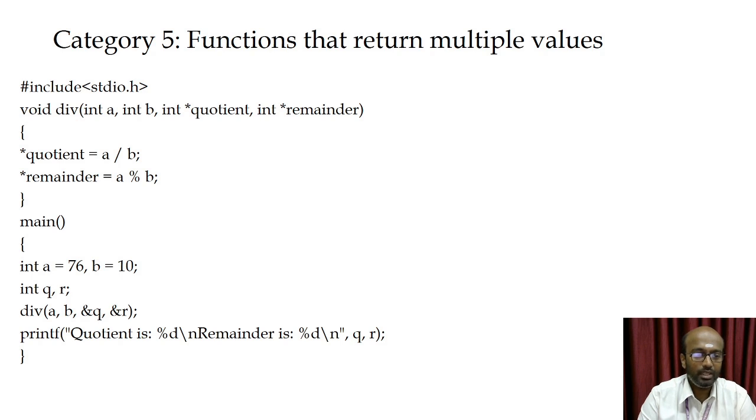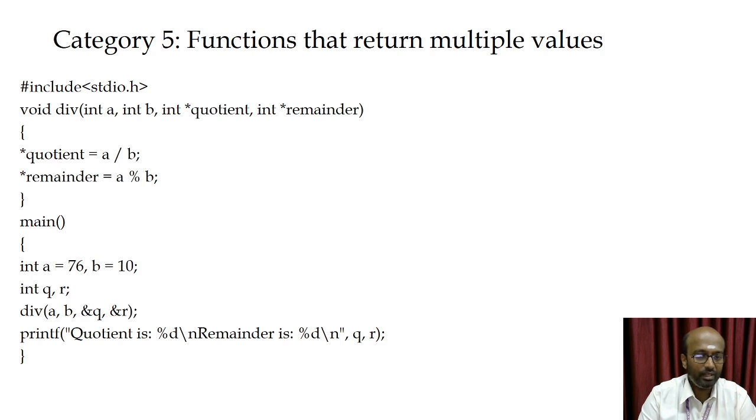So the quotient is stored in the variable quotient and the remainder is stored in the remainder. So in main, the value 76 is assigned to variable a and 10 is assigned to variable b, and int q, comma r are integer variables. Their addresses are passed as the arguments for quotient and remainder. And the value is calculated: 76 divided by 10, the quotient becomes 7 and the remainder is 6.